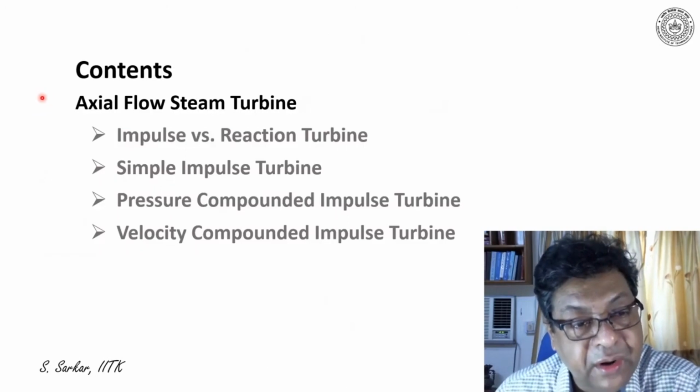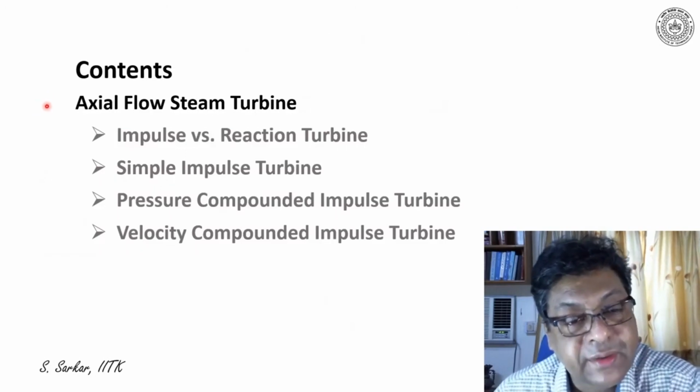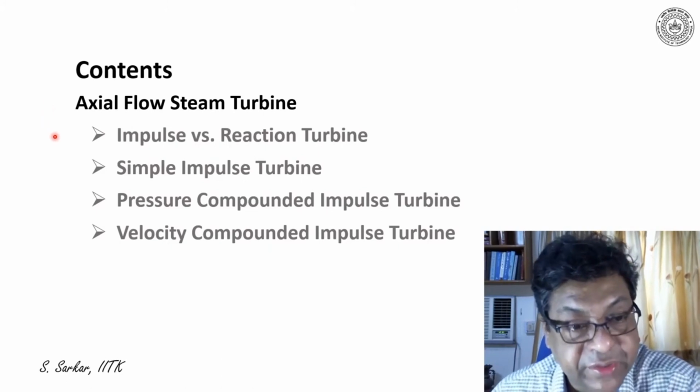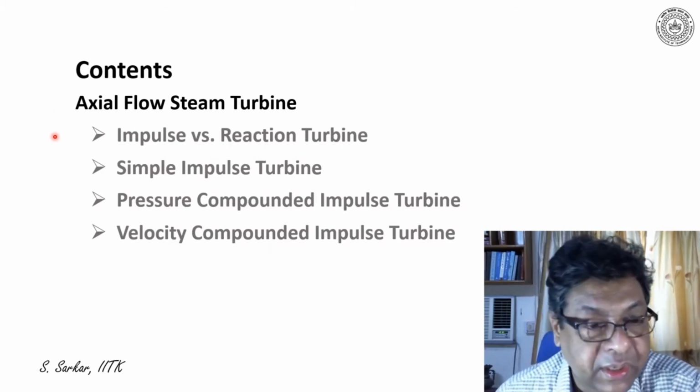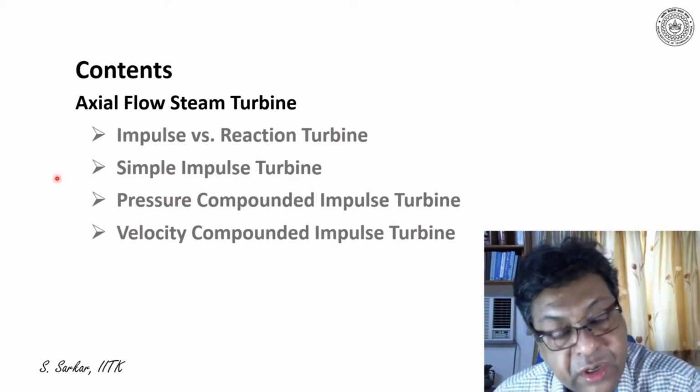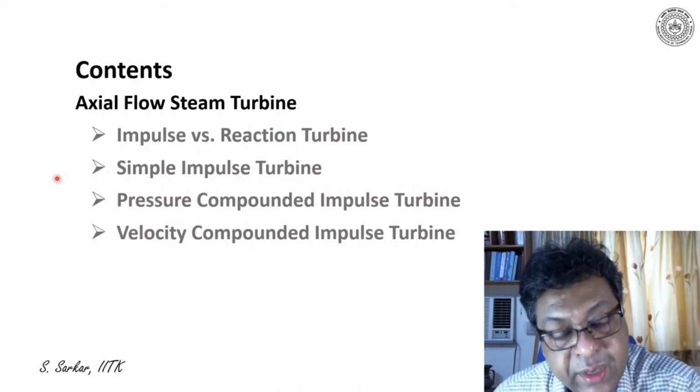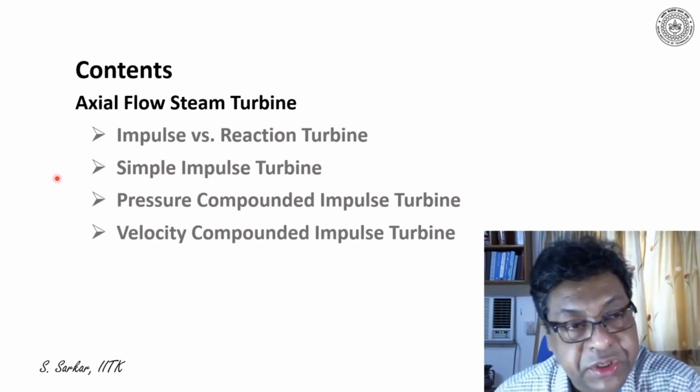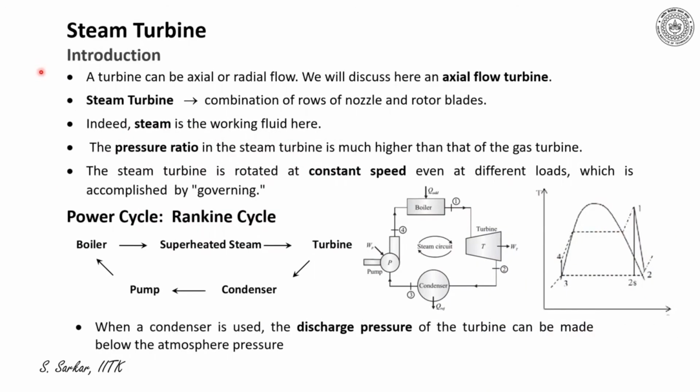Contents of the lecture are axial flow steam turbine, impulse versus reaction turbine, simple impulse turbine, pressure compounded impulse turbine, and velocity compounded impulse turbine. Let me present you the introduction of a steam turbine. Please note that a turbine can be of axial or radial flow machines. However, here we'll restrict to the axial flow steam turbine.